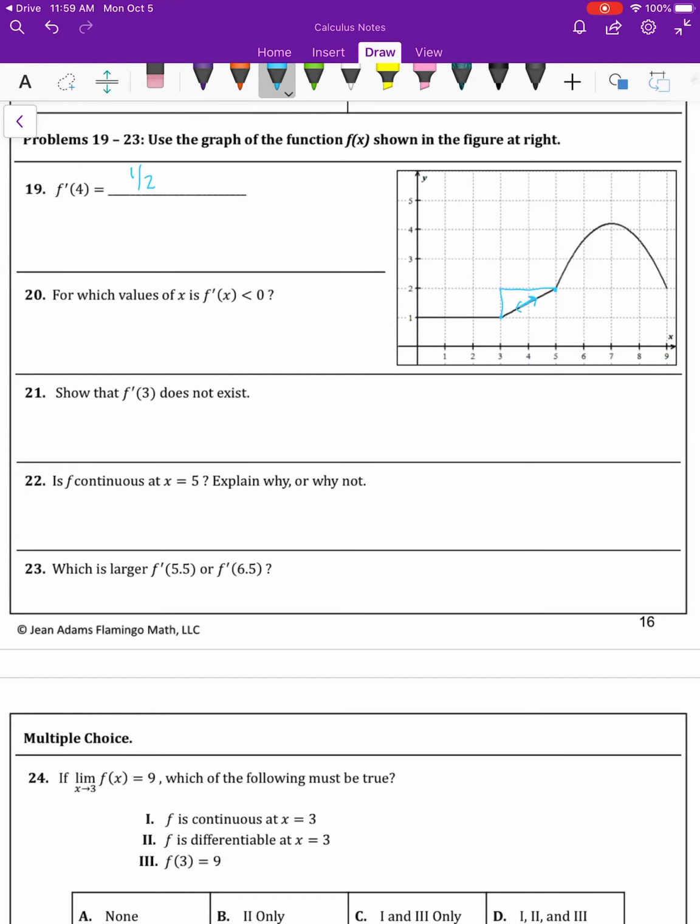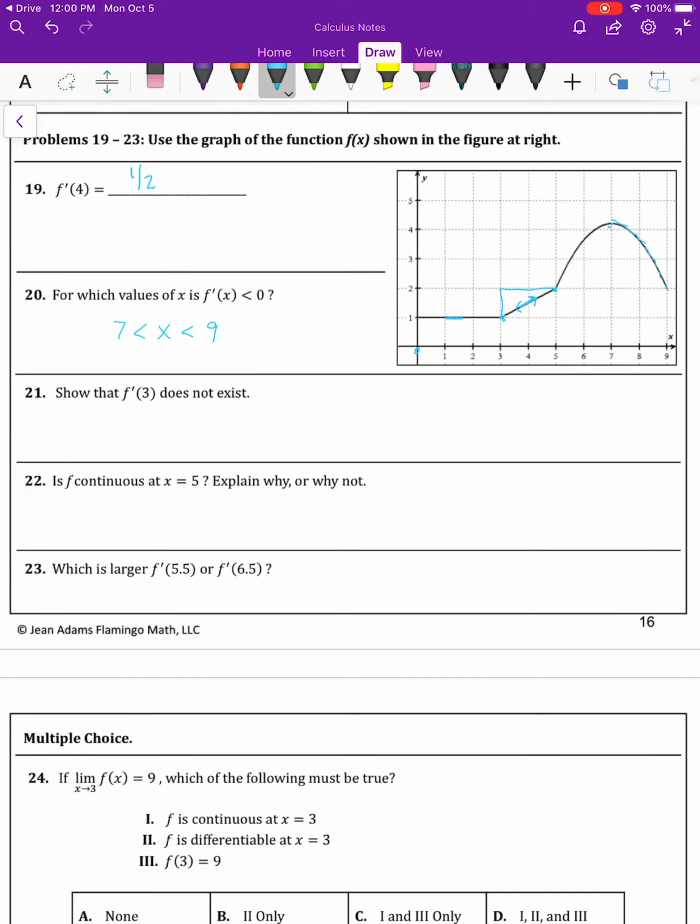For which values of x is f prime of x less than 0? Well, it is exactly 0 from 0 to 3, right? From x equals 0 to x equals 3, it's exactly 0, but it doesn't have an equal to sign. It's positive from 3 to 5. It's also positive from 5 to 7. At 7, it's 0. And then starting at 7, you've got negative slopes of tangent lines to 9. So this would be for values between 7 and 9.